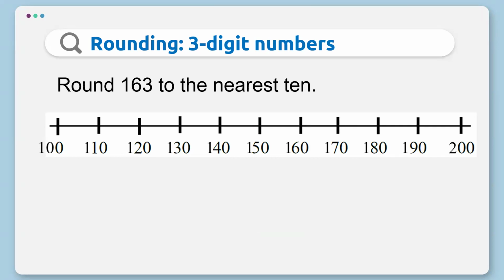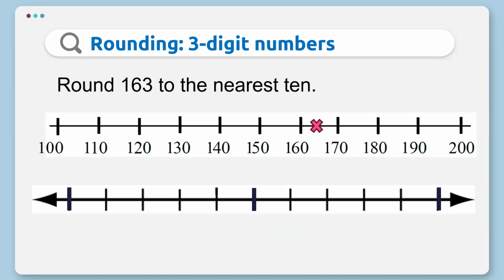Let's try another 3-digit number. What if I want to round 163 to the nearest 10? 163 will be somewhere here. And when I divide my number line further, 163 will be where the red cross is. Is this closer to 160 or 170? It is closer to 160. This means that when I round 163 to the nearest 10, the answer is 160.